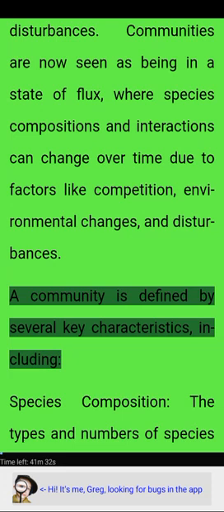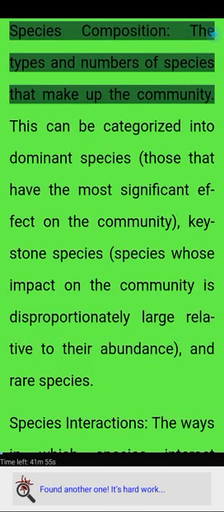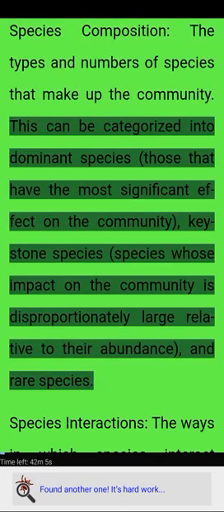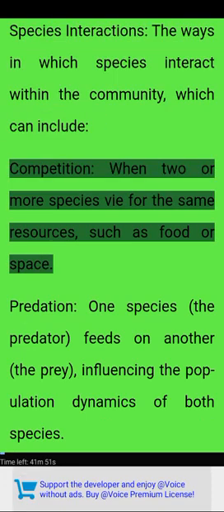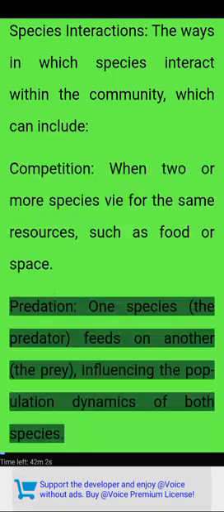A community is defined by several key characteristics, including species composition, the types and numbers of species that make up the community. This can be categorized into dominant species, those that have the most significant effect on the community, keystone species, species whose impact on the community is disproportionately large relative to their abundance, and rare species. Species interactions, the ways in which species interact within the community, which can include competition, when two or more species vie for the same resources, such as food or space.